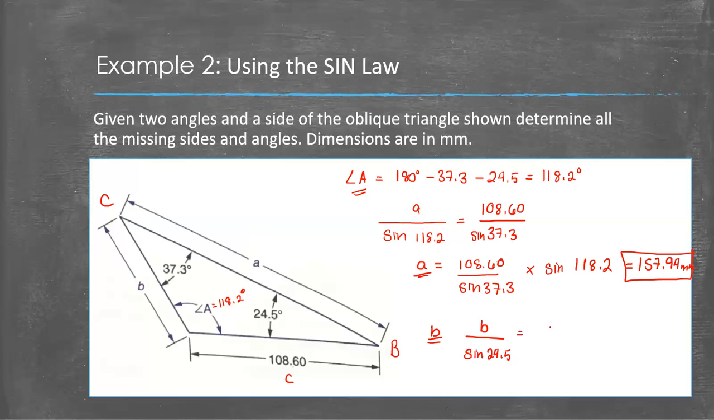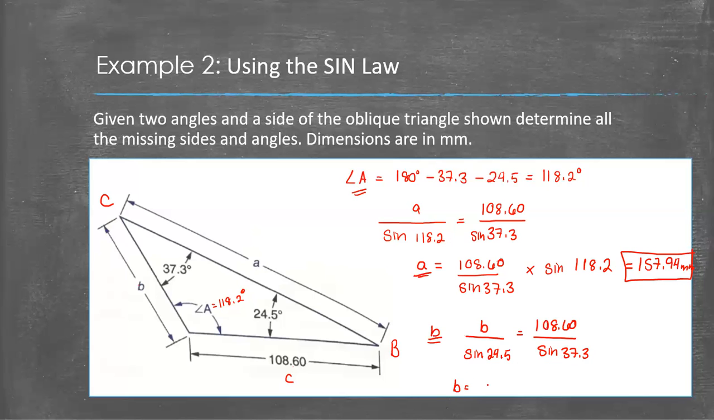Is equal to, and let's use the pair for C too, because we know we don't have a miscalculation there. So 108.60 divided by the sine of 37.3. I could use A as a pair, but I've calculated two things for A. So what if we made a mistake? It would just make extra mistakes.